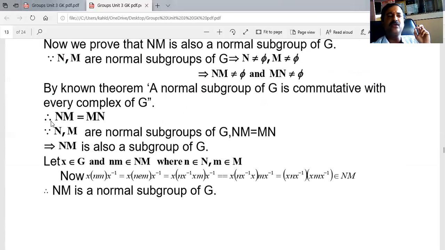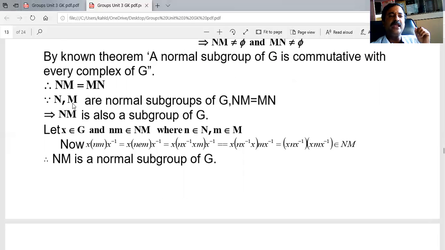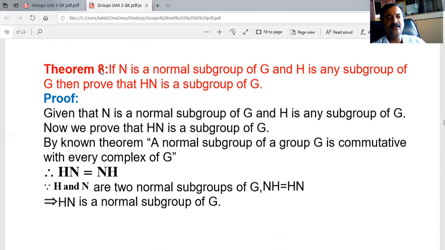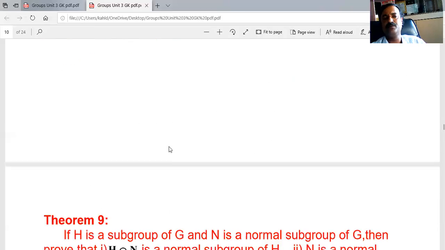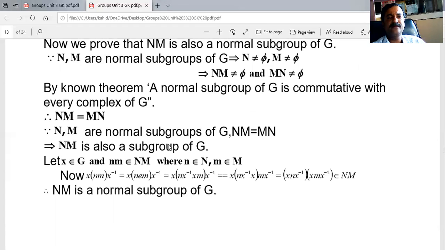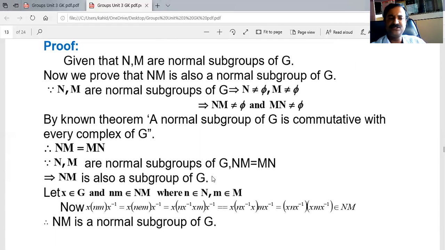That means here we can treat N as a normal subgroup and M as a complex, so NM is equal to MN. That is the commutative law. Okay. Again, using that, N and M are normal subgroups of G. NM is equal to MN means NM is also a subgroup of G by a known theorem. We learned that in theorem number 8: if H and N are normal subgroups, then NH or HN is a subgroup. Similarly, by the theorem, we can say that NM is a subgroup of G.